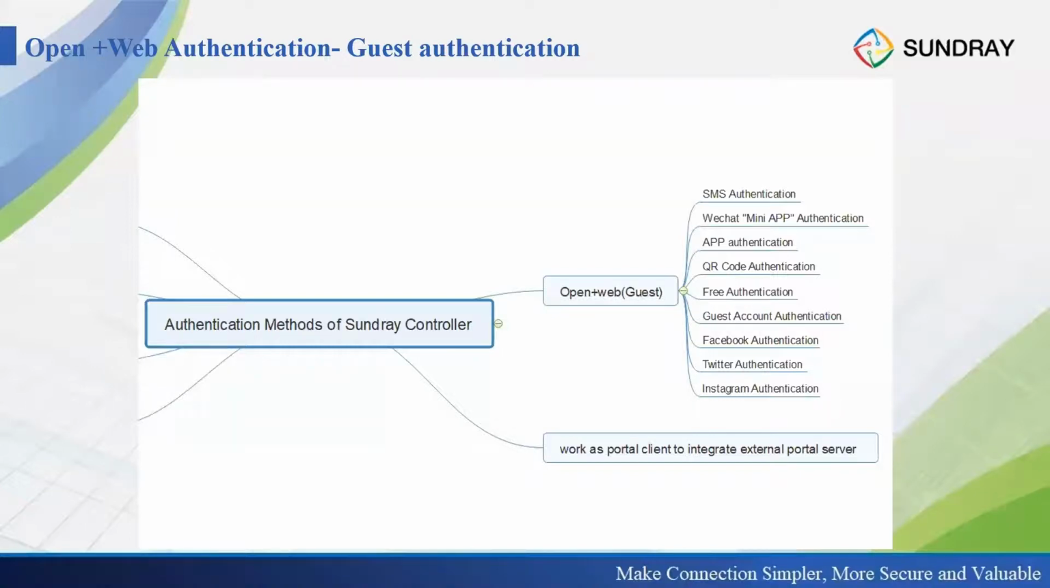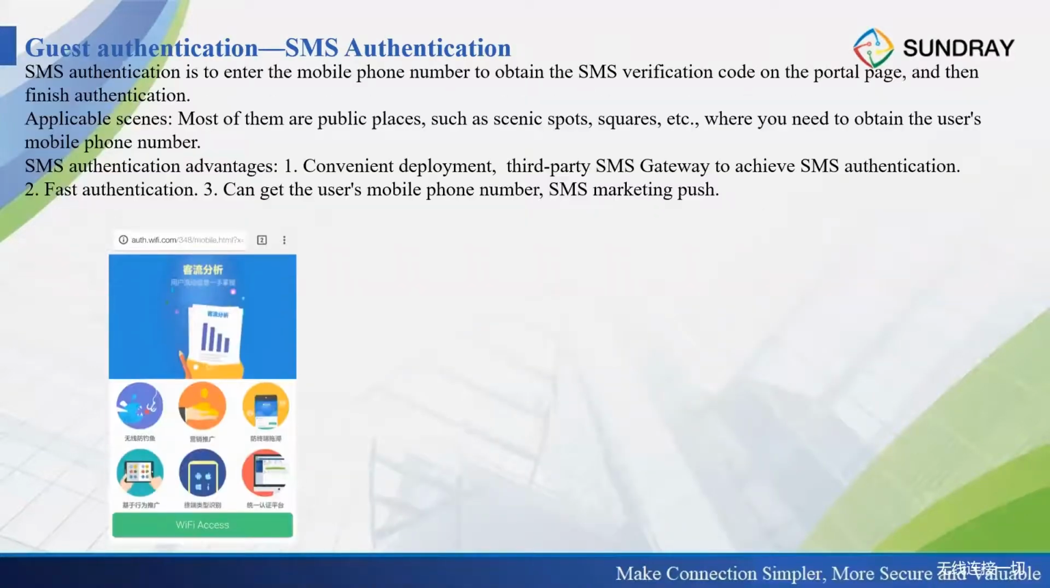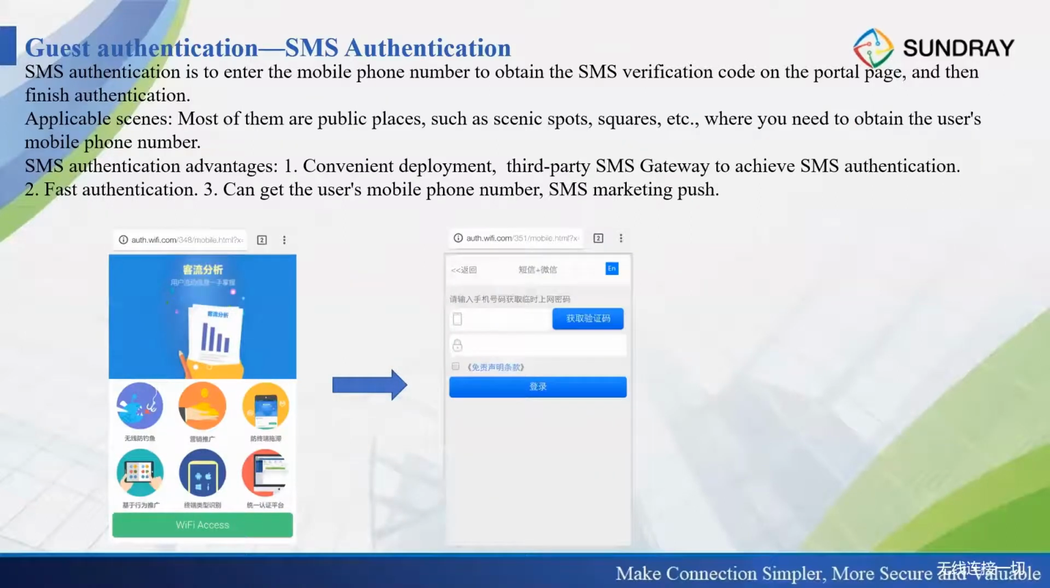So here is the guest authentication. Now let's see the guest authentication configuration. The first one is the short message authentication. You just get the verification code, and then you get the internet connection. The advantage of this solution is that you can get the phone number of our client, and it is also a faster way to do the authentication. The user does not need to ask for a guest account, they just use their phone number. So in the future, we can also use this phone number for marketing push. So this is also an advantage of this solution.